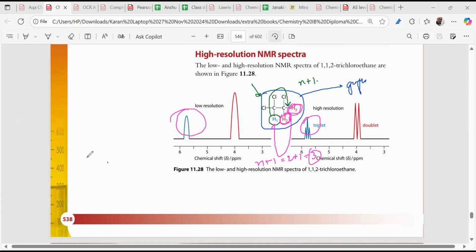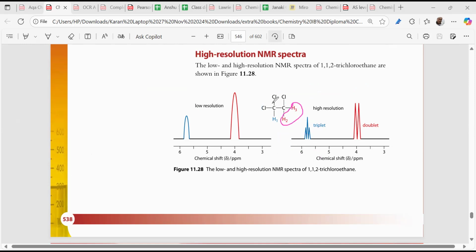But sir, I thought you meant the environment. No, the environment we have completed. How many environments are there? 2 hydrogen environments. And how many in each? 1 and 2. So it will be 1:2. We get this in the low resolution one.